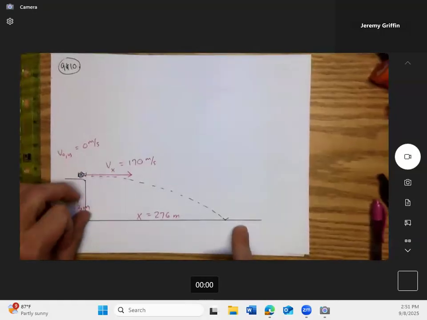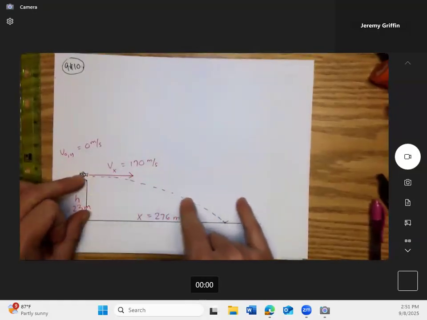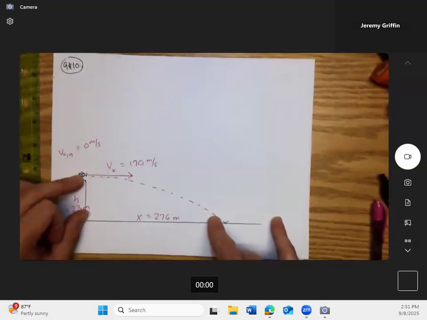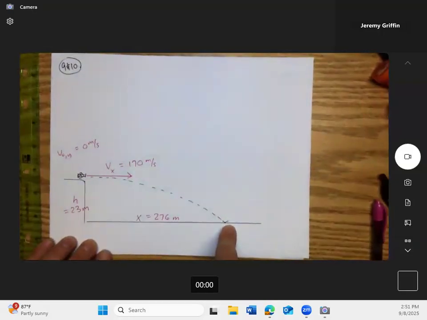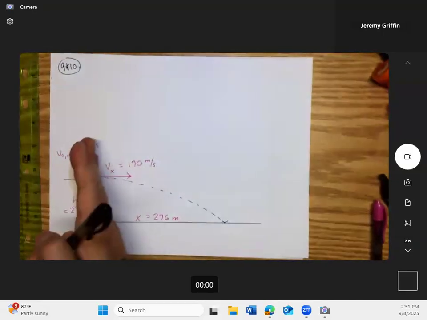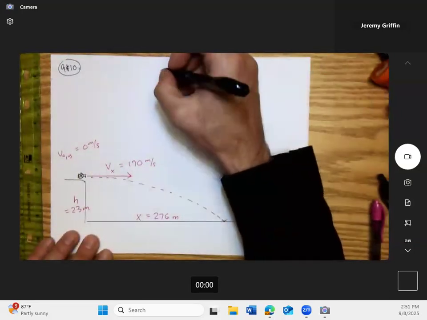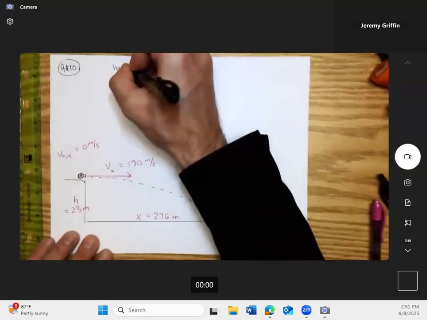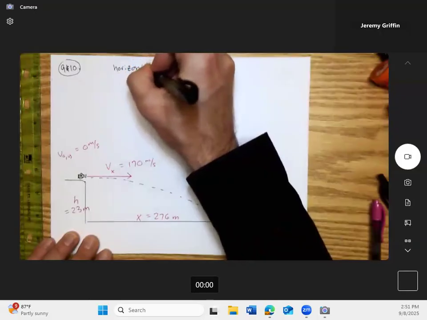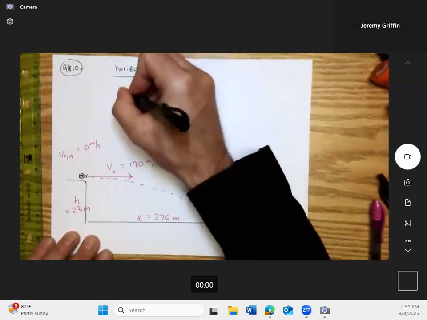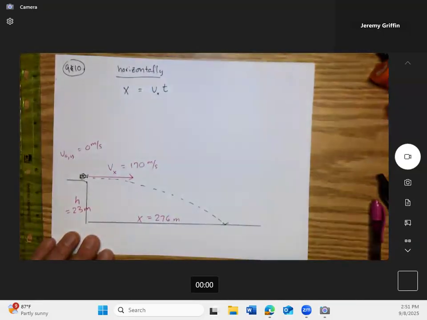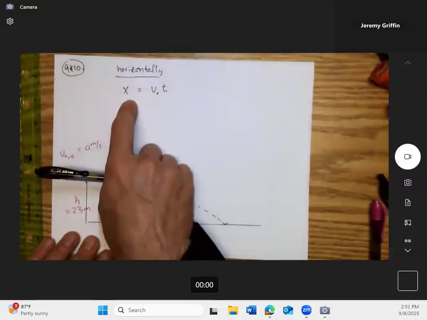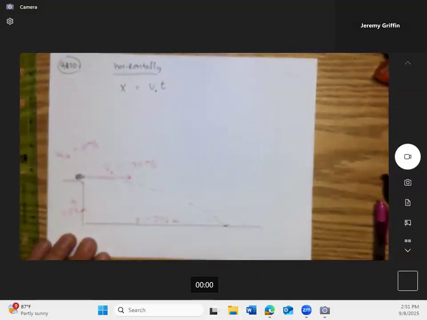You know how far it goes horizontally, and you also know how fast it was going across the field horizontally, which never changes, because gravity only pulls vertically. So if you know those things, can we calculate how much time it takes to get from here to here? Since there's no acceleration horizontally, there's only one equation you can use horizontally. I'll write down the word horizontally: x equals v t, or X equals v sub x times t. How far across is how fast it's going across times how much time.